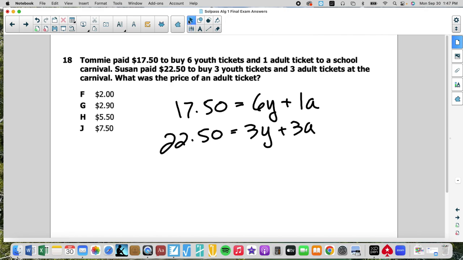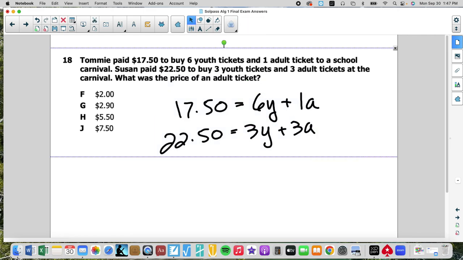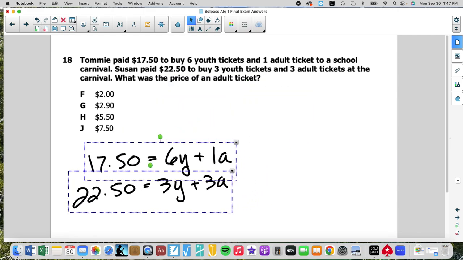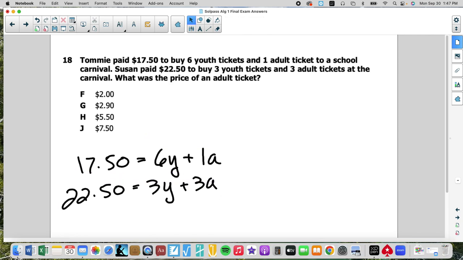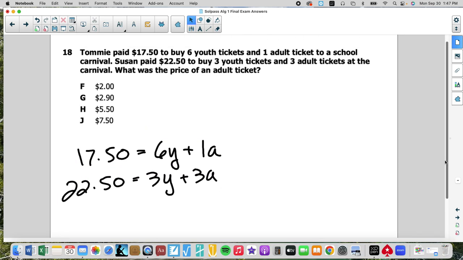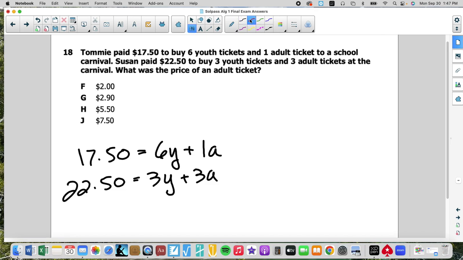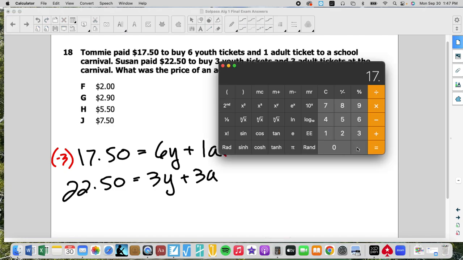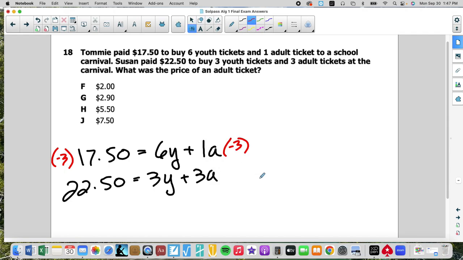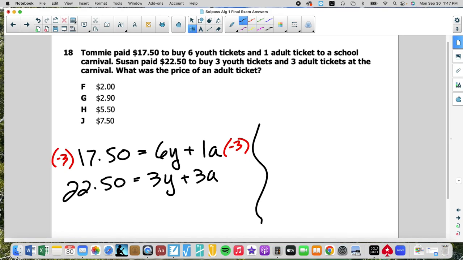This is a system, and there are lots of different ways to solve systems. There's substitution, there's graphing, and then there's elimination. I'm going to use elimination. I'm going to multiply the top equation by -3. And that gives me, yuck, that's an ugly number, 17.50 times 3 gives me 52.5. So -52.5 equals -3 times everything, to find that equivalent equation.